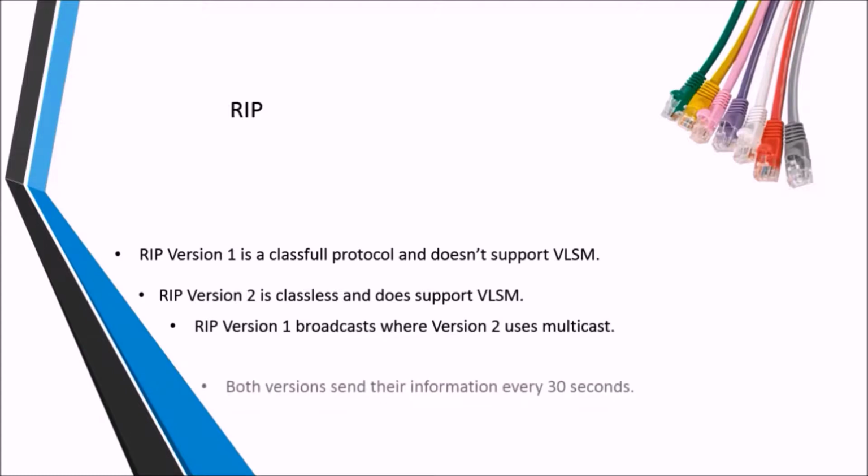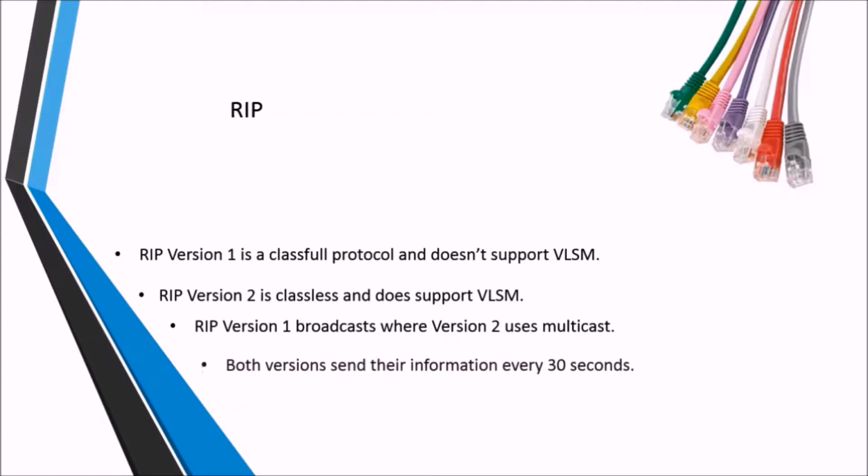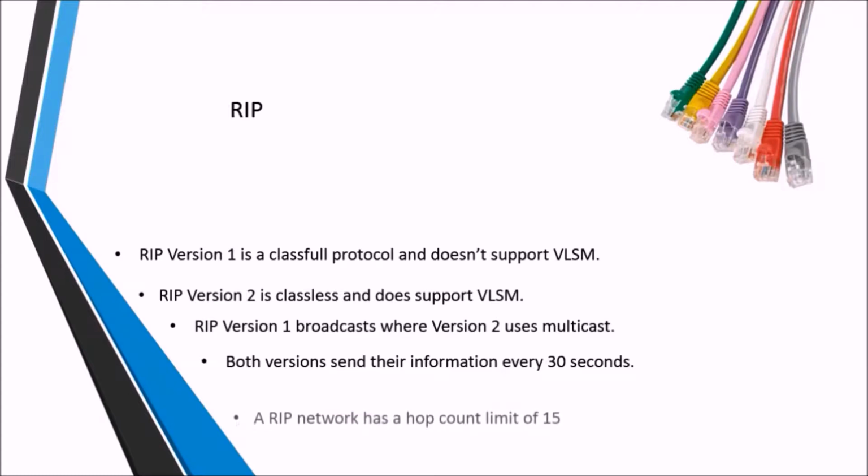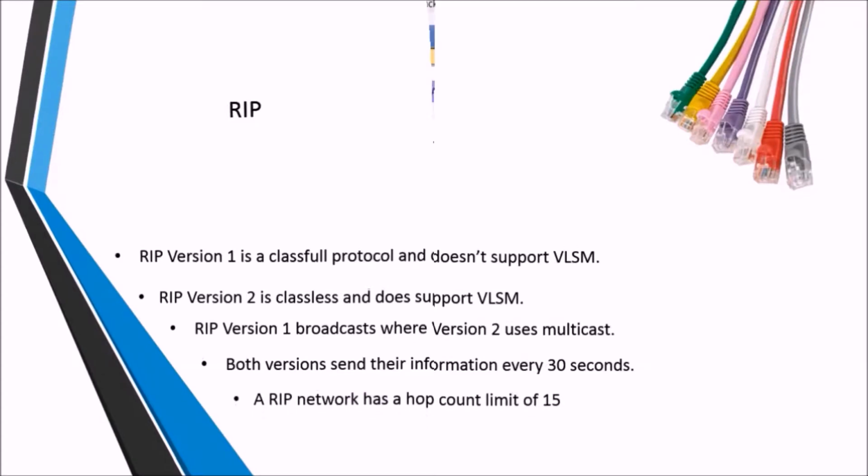RIP version 2 does support VLSM, meaning that it has the ability to have more efficient addressing, and this makes it a classless protocol. RIP version 2 uses multicast, which means that the host can ignore multicast without having to process the packet. Both RIP flavors send their information around about every 30 seconds.